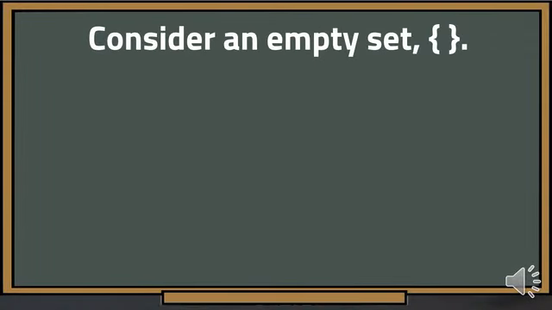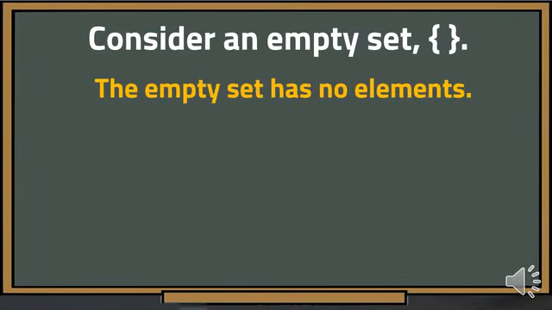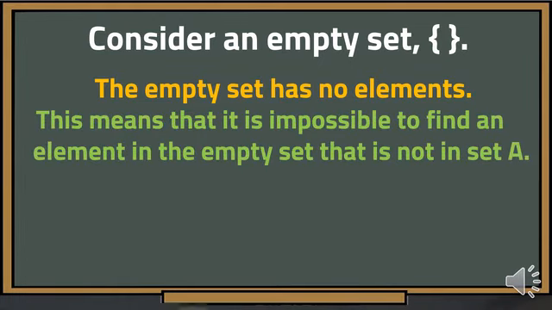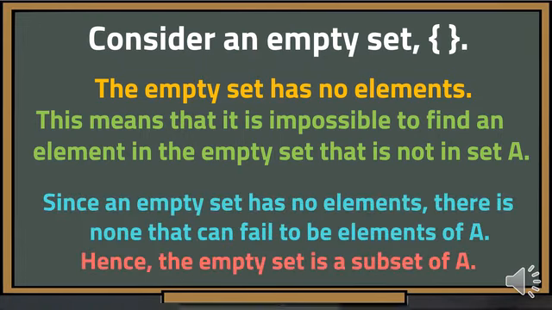Alright, consider an empty set. So the empty set has no elements. This means that it is impossible to find an element in the empty set that is not in set A. Since an empty set has no elements, there is none that can fail to be elements of A. Hence, the empty set is a subset of A. Okay?